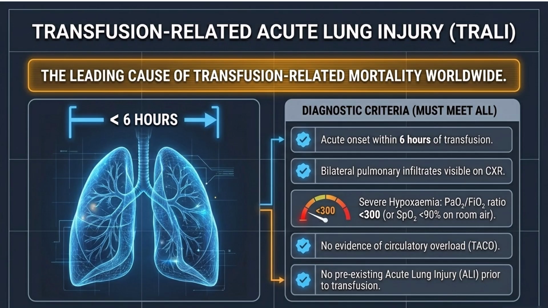The products most frequently implicated in TRALI are FFP, platelets, and packed red cells, essentially plasma containing products. Multiparous female donors are historically recognized as a higher risk source due to HLA antibodies from pregnancy.